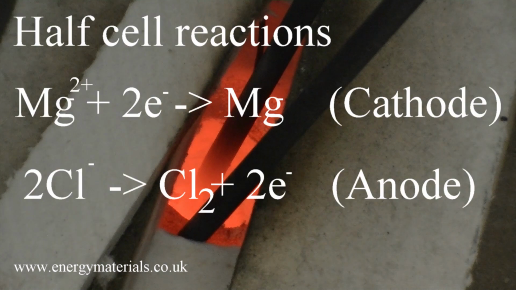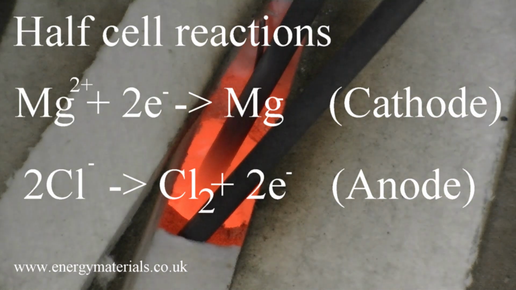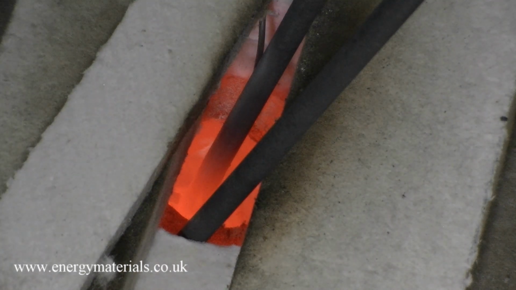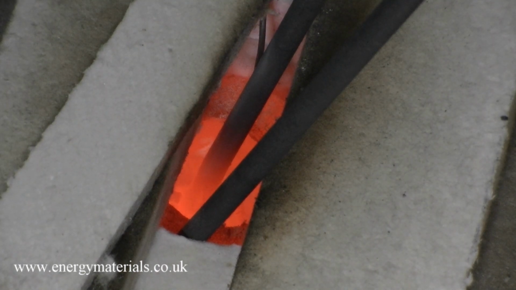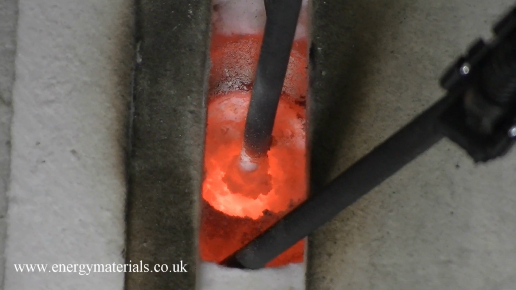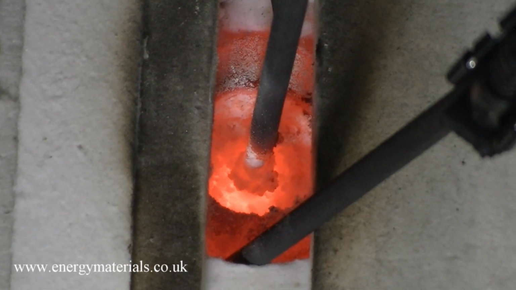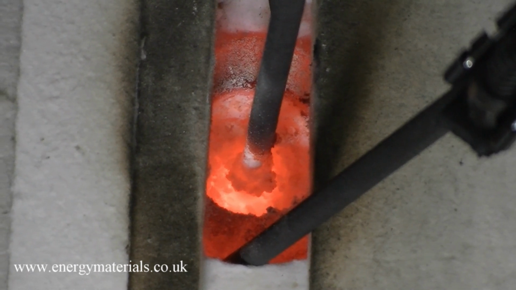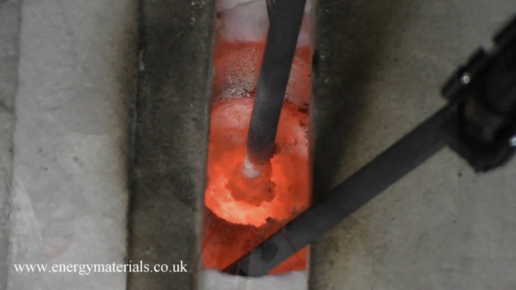The reactions that are taking place: at the cathode, magnesium is being reduced to magnesium metal, and at the anode, chloride is being oxidized to chlorine gas. You can see from this camera angle, we don't really have a molten salt, we have more of a mush, definitely some white residue there, which I suspect is magnesium oxide.